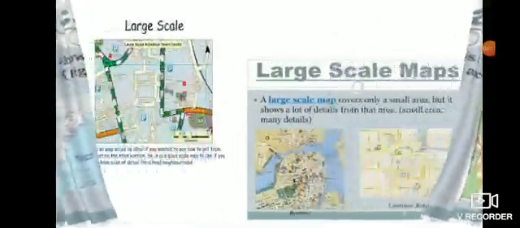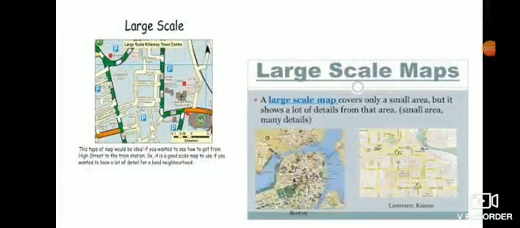Our next topic is large scale maps. A large scale map covers only a small area, but it shows a lot of detail of that area. When a small area such as a village is shown on a map, such a map is called a large scale map. A map of a neighborhood is an example of a large scale map. A large scale map gives more details compared to a small scale map.